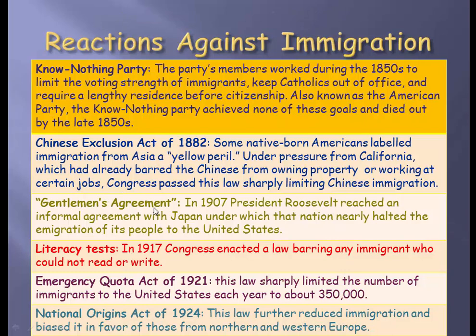Gentlemen's Agreement's a nice one. We treated the Japanese so badly in San Francisco. Our President Roosevelt dialed up the Japanese government and made a deal with them saying, hey, we'll try to treat your people better. Just don't send any more to America. So we made an agreement with the Japanese.